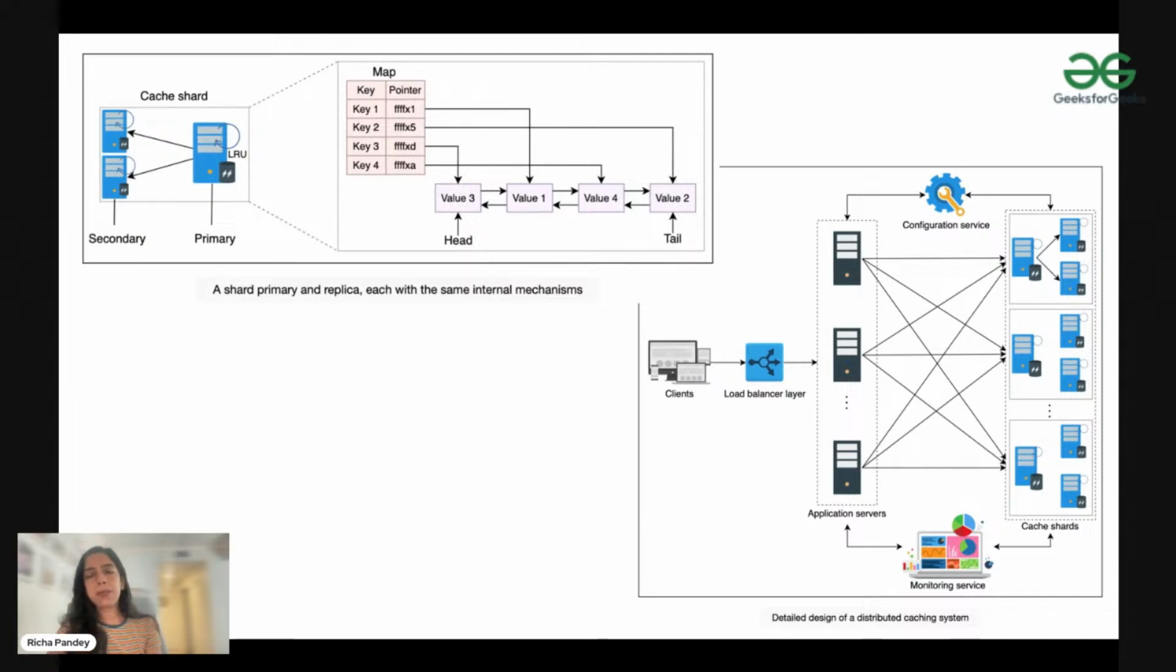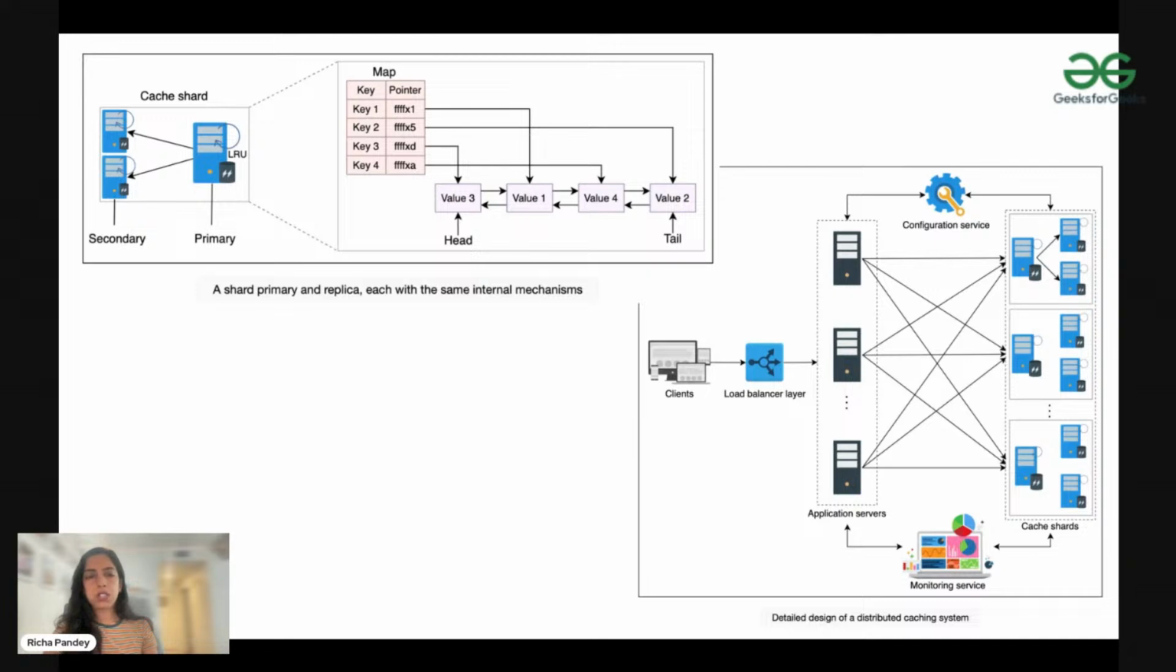So let's say if the primary goes down, we want to quickly catch it and have the secondary take the place of primary. So that's what the monitoring service does. It keeps a health check of all these different caches, and it monitors on a real time basis which of the caches is up and running, and if any of the caches go down, it will alert the system and the secondary cache can take the place of primary. So that is the monitoring service. So this is the overall architecture of a distributed caching system.